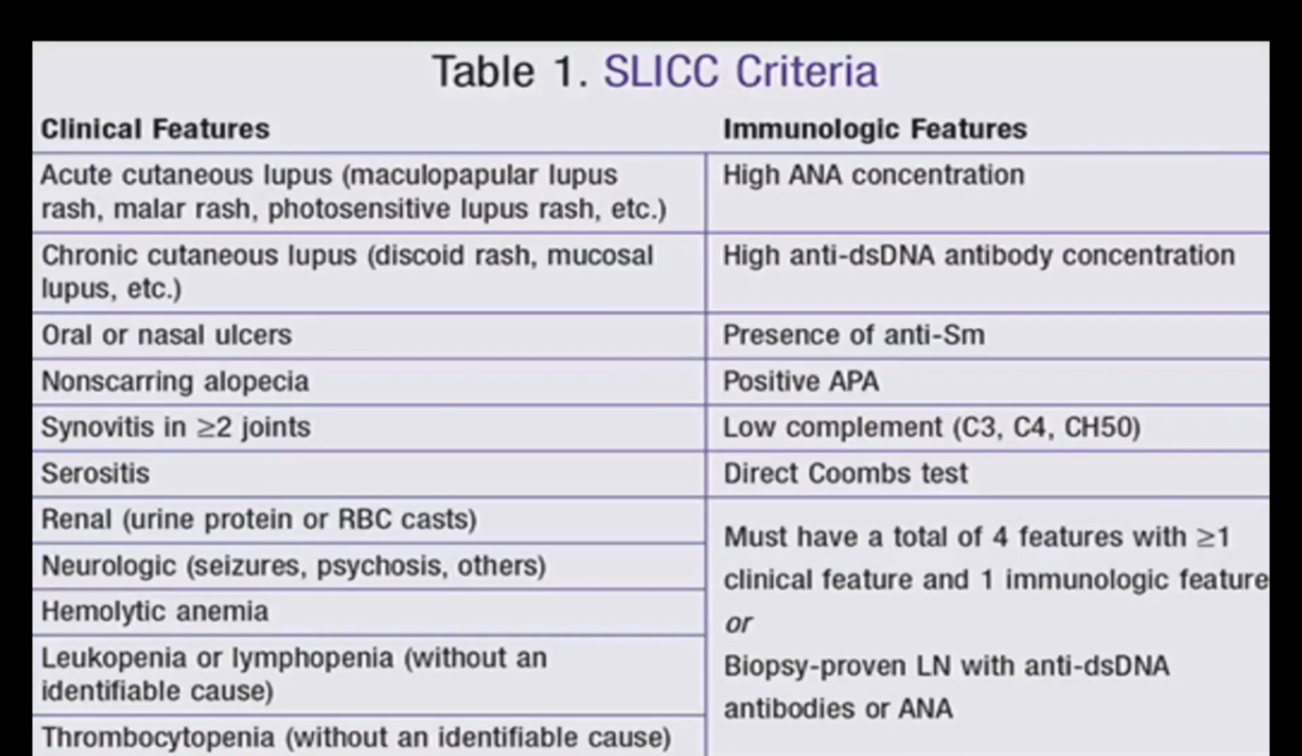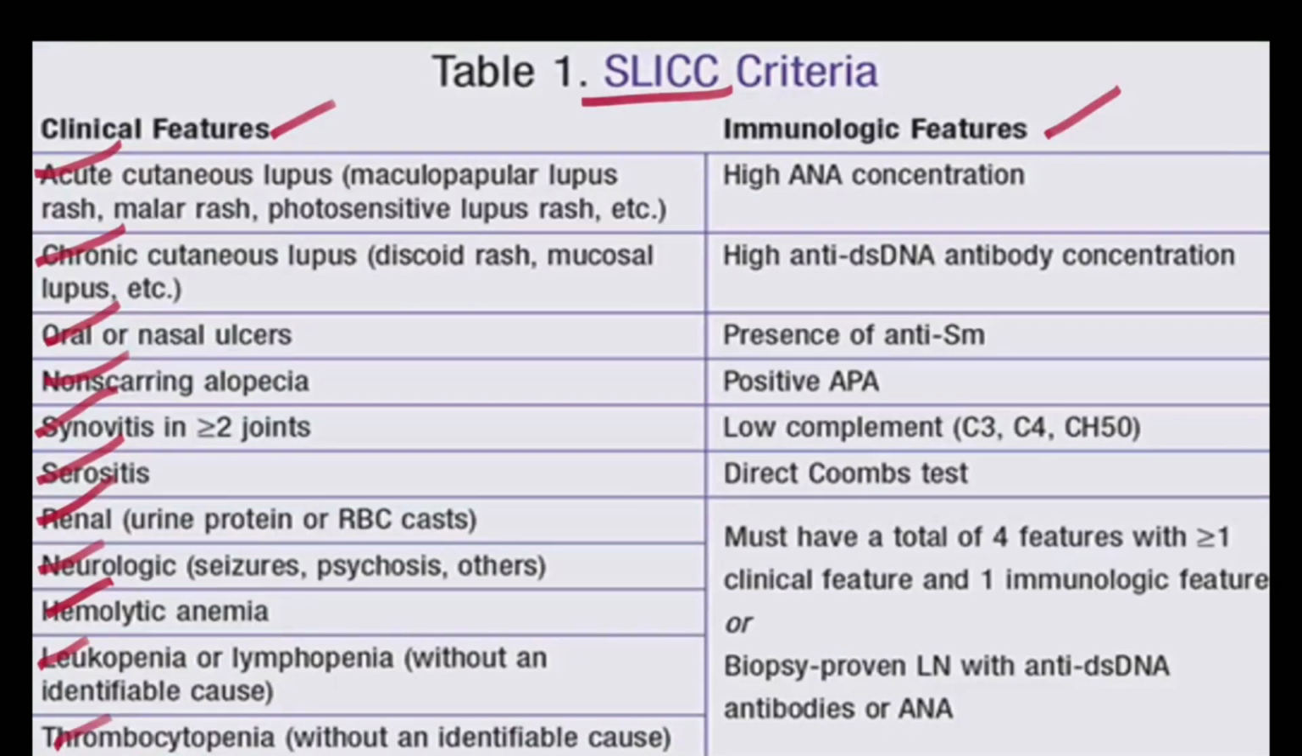So here in this table we will talk about the SLICC criteria, that is Systemic Lupus International Collaborating Clinics, and here we will talk about clinical and immunologic features. In clinical features, patients generally present with acute cutaneous lupus, chronic cutaneous lupus, oral and nasal ulcers, non-scarring alopecia, synovitis in 2 or more joints, serositis, renal manifestations like the presence of urine protein and RBC casts, neurological features like seizures and psychosis, hemolytic anemia, leukopenia, lymphopenia, and lastly thrombocytopenia.